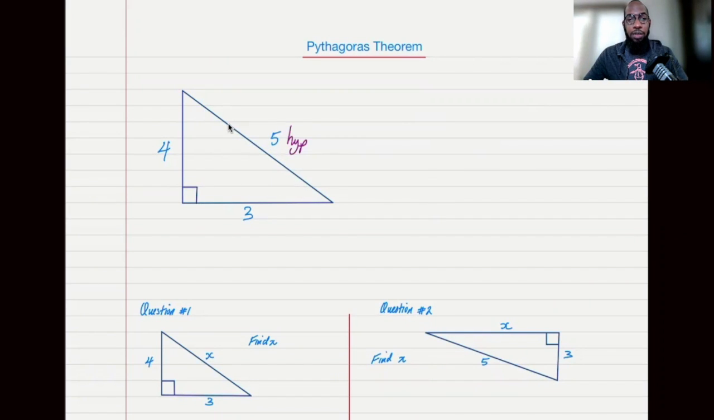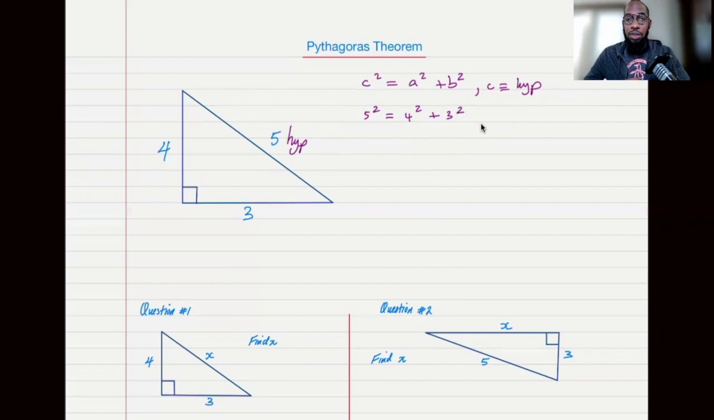So Pythagoras theorem states the square of the hypotenuse is equal to the sum of the squares of the other two sides. So it has a formula, c squared is equal to a squared plus b squared, where c is the hypotenuse, right? HYP represents the hypotenuse. So if you square the hypotenuse, we have 5 squared is equal to the sum of the squares of the other two sides. So if you put 3 first, 3 squared plus 4 squared, it doesn't matter.